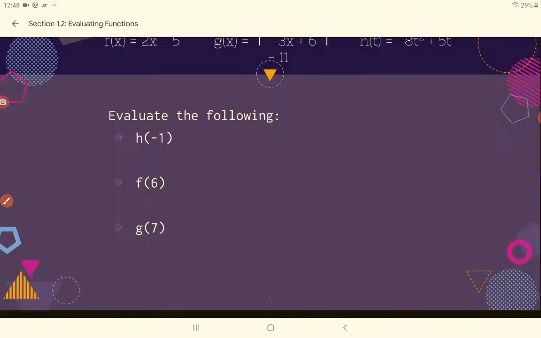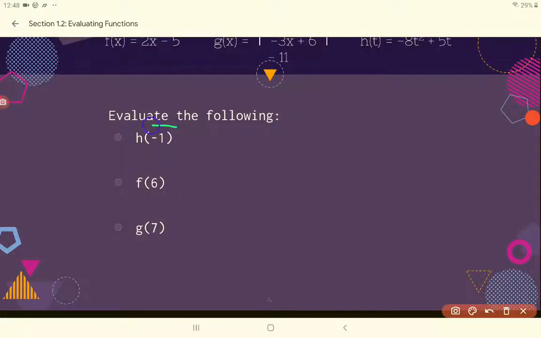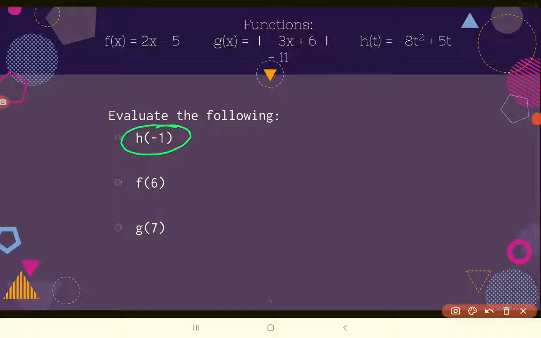So for example, here it says evaluate the following. The first thing I'm asked to evaluate is h of -1. Well, I have 3 functions listed at the top, so I'm going to go find function h. What do I do with it now? Well, -1 is my input because it's in parentheses. So what they want me to do is take -1 and plug it in for t.